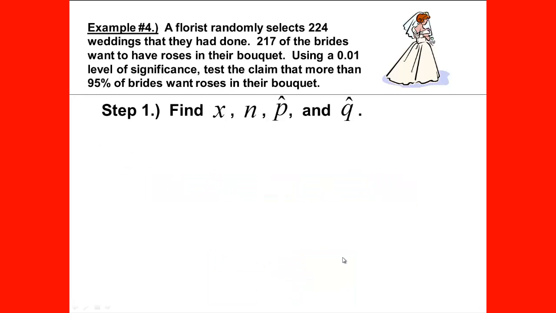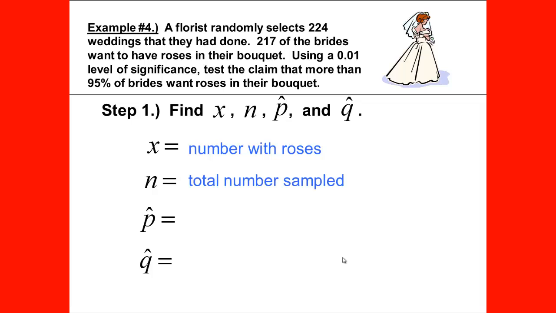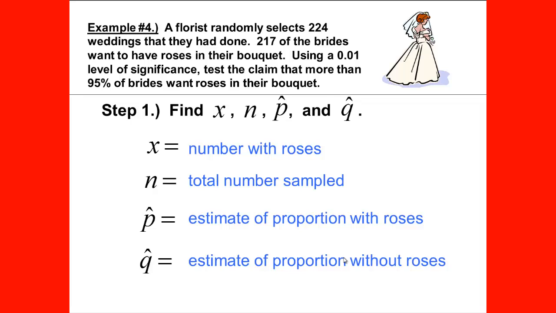Step number 1, find the x, n, p hat, and q hat. Let's refresh what each of these will mean specifically in our problem. X will be the number of successes, or in our case, the number with roses. N is our sample size, or the total number sampled of brides. P hat is the estimate of proportion, in our case, with roses, and Q hat will be 1 minus P hat, or the estimate of proportion without roses.